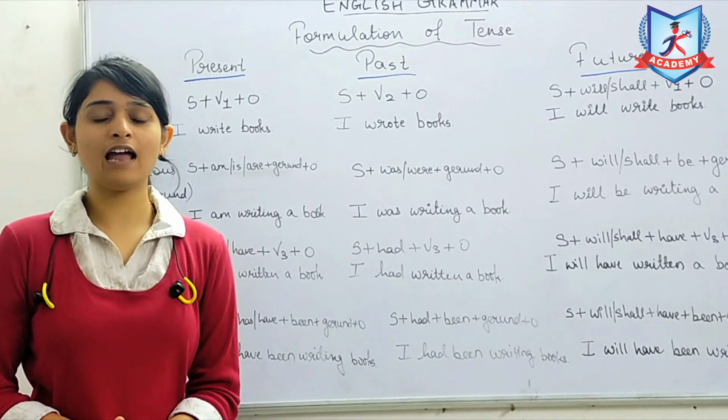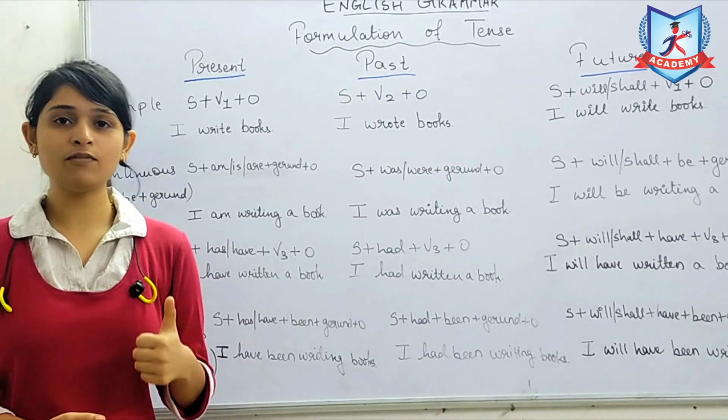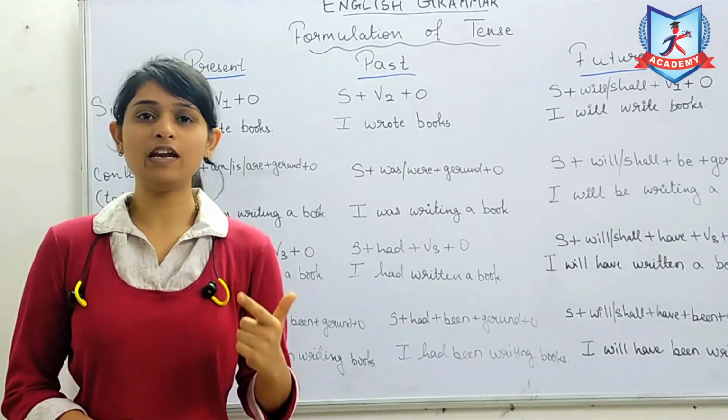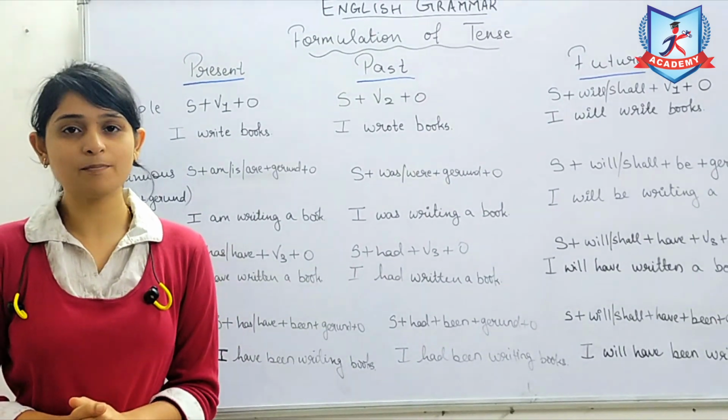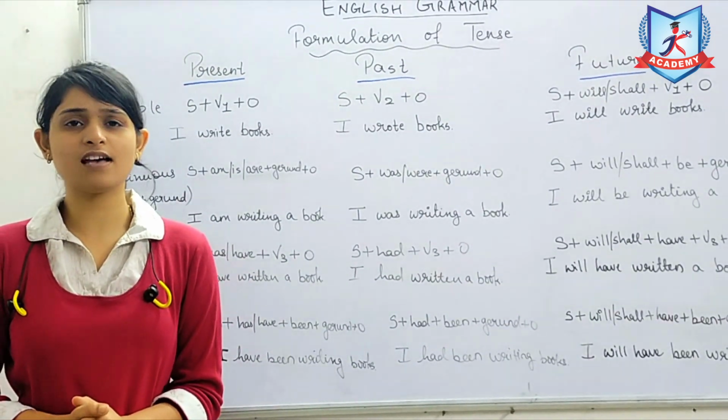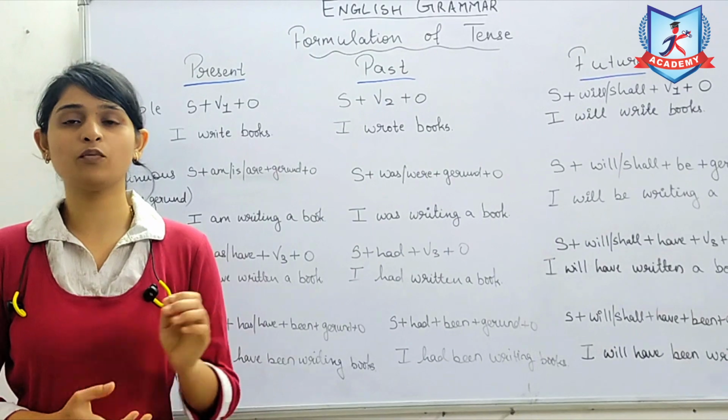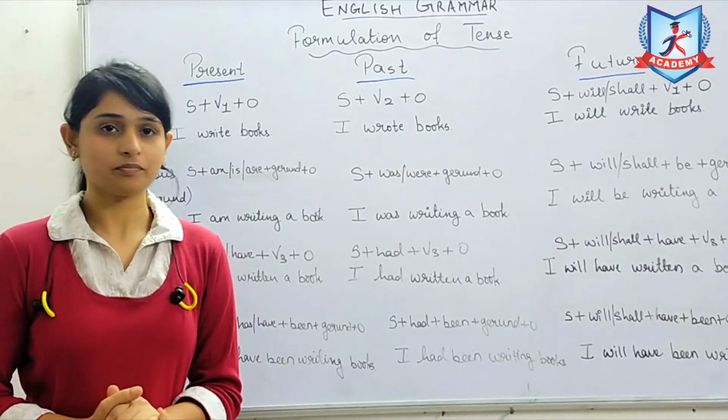And for that, I want you to recall V1, base form of the verb, V2, past form of the verb, V3, that is a past participle, and gerunds. Gerunds are the verbs formed using V1 plus ing.